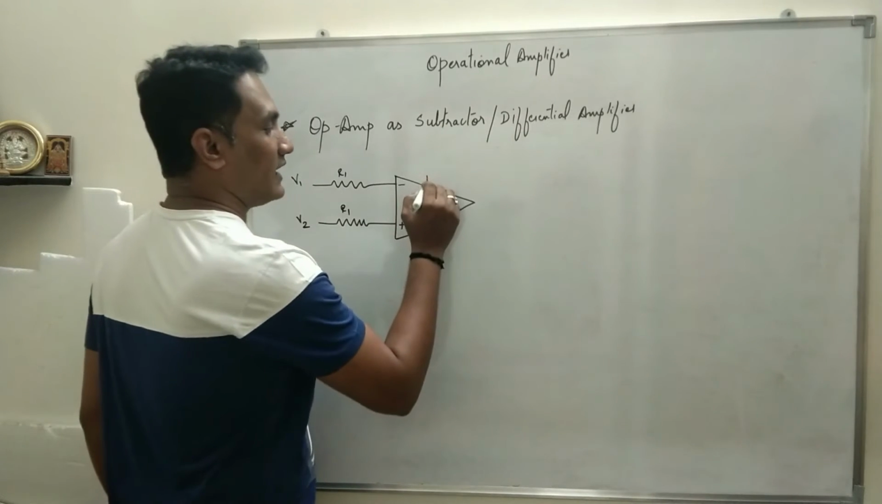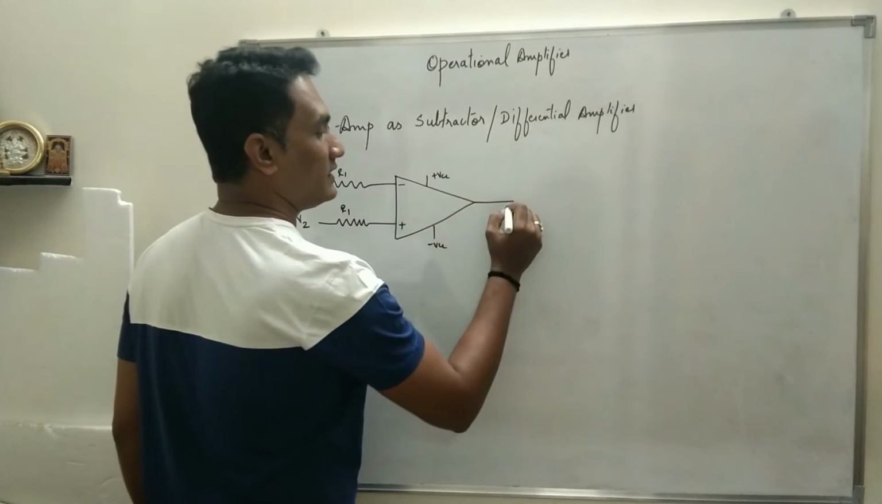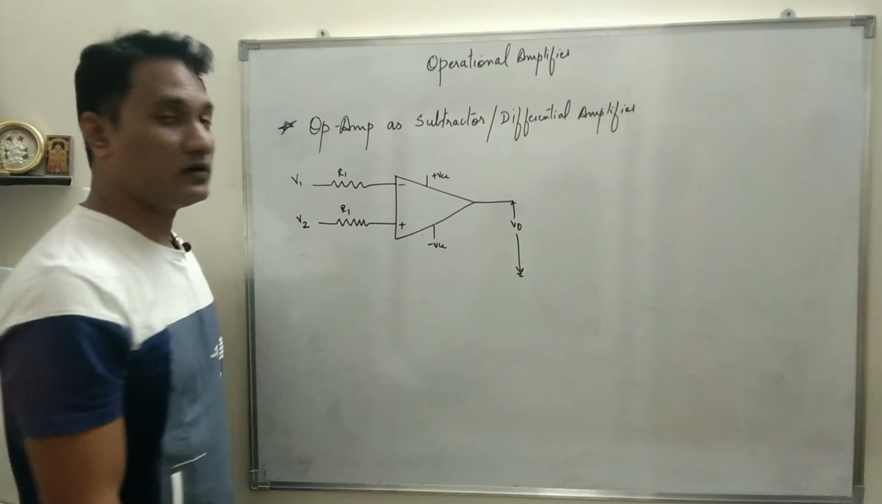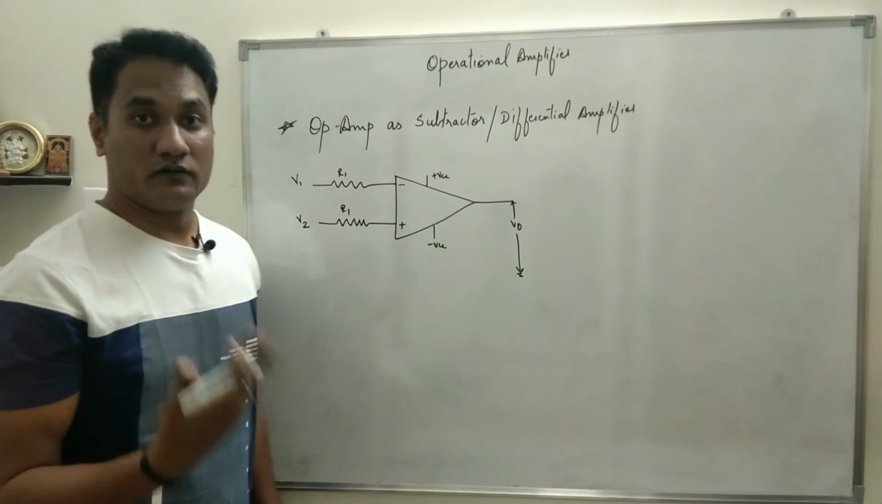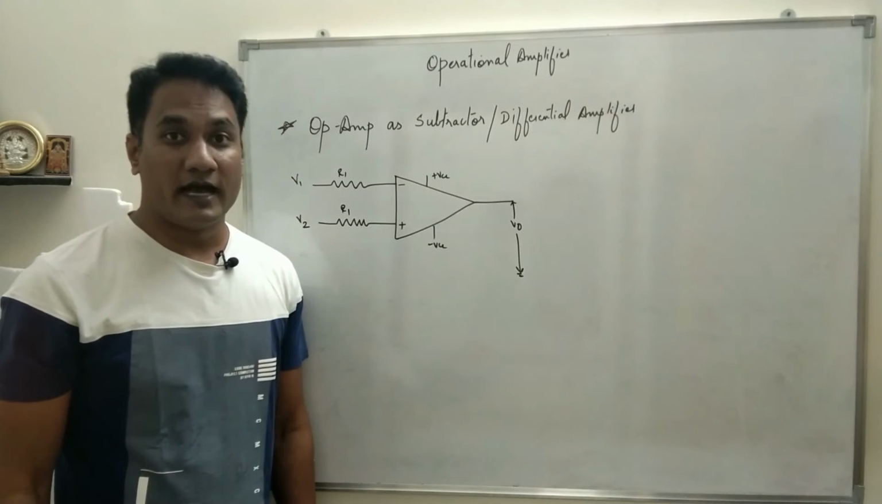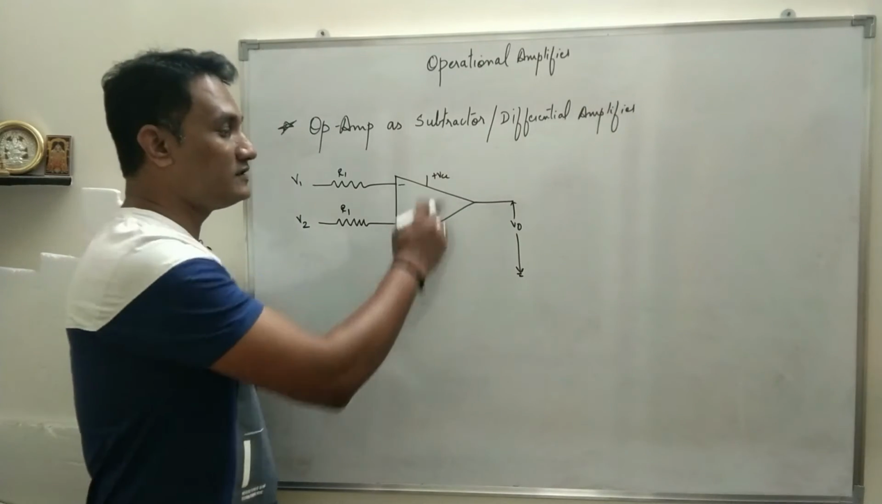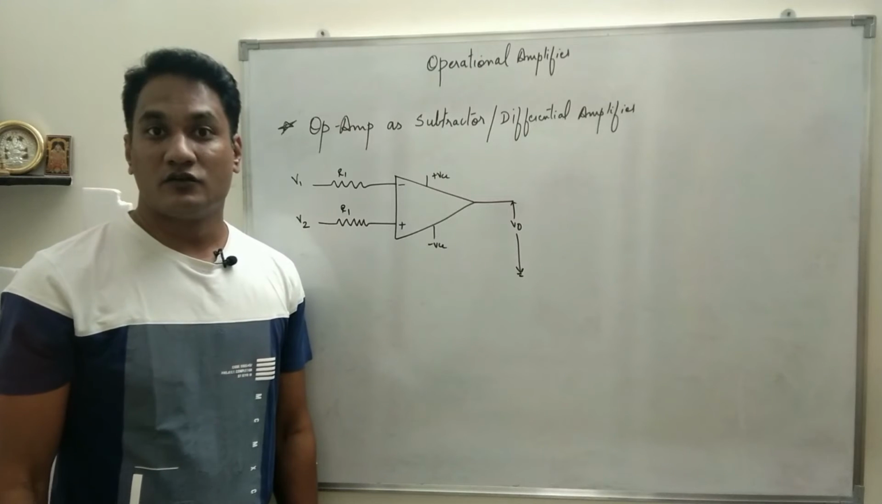Okay, of course we have two power supplies, plus VCC and minus VCC, and here we will take the output with respect to ground. Now we have to use it as a differential amplifier. If you don't provide negative feedback, the gain will be infinite, and if the gain is infinite, the output will be either plus VCC or minus VCC. We have seen that in the previous videos.